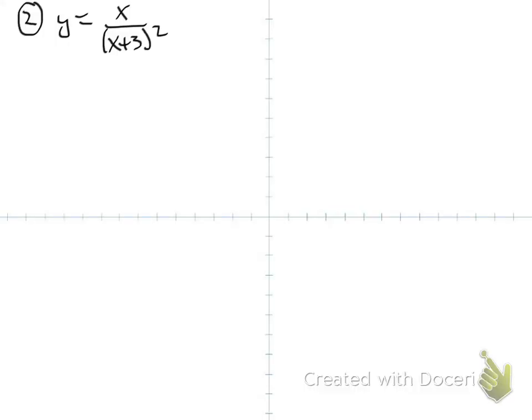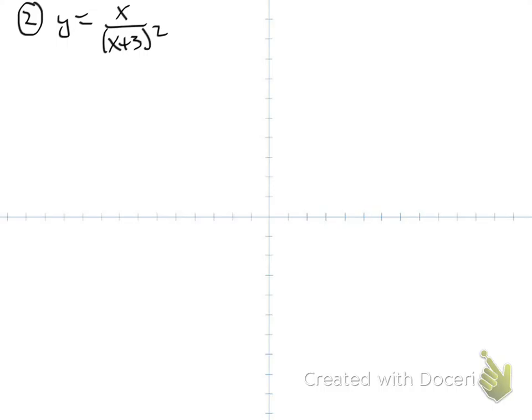Okay, this is number 2 on the part where you weren't allowed to use the graphing calculator. And it's the same thing. Get the domain, get the vertical asymptotes or points of discontinuity, horizontal or slant asymptotes, x and y intercepts, and then graph it. So there's the equation there.